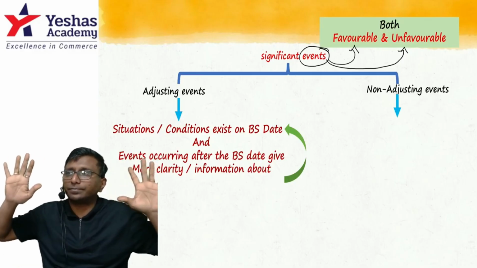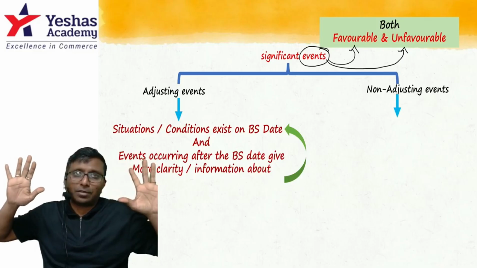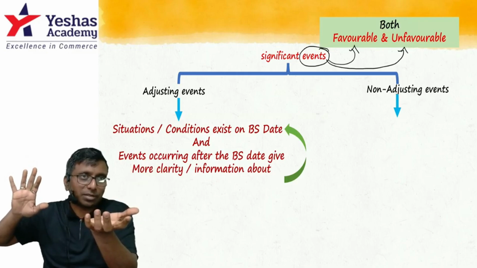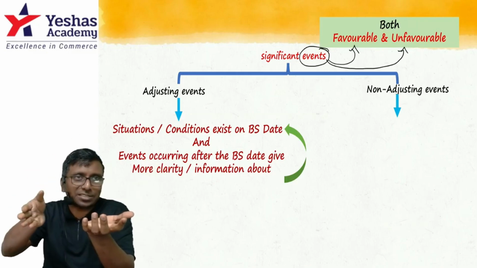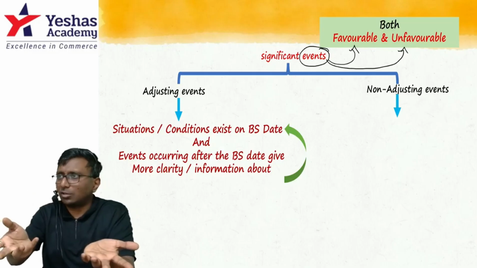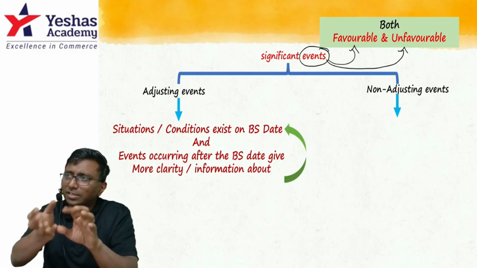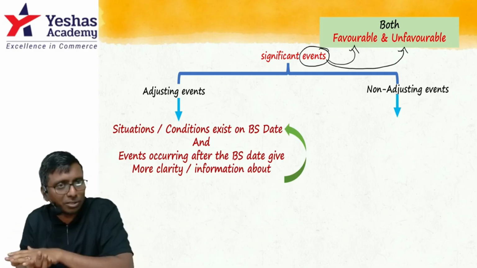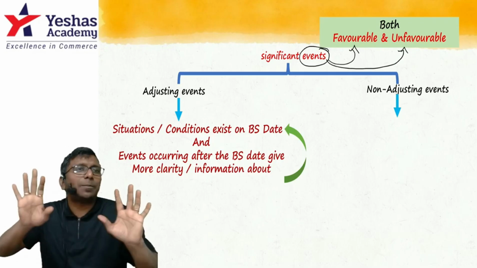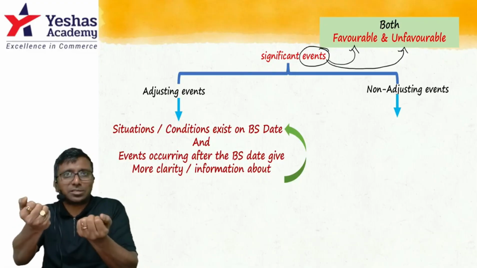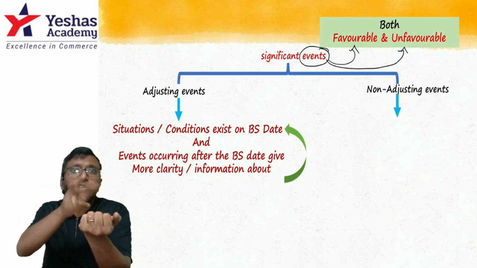Now what should I do? Shall I reverse the provision I created on 31st March, or shall I create it in the next year? Reverse it. Rule is rule for all. Whether it is a favorable circumstance or an unfavorable circumstance, this is equally applicable. If you had already made the provision and you won the case, reverse it.